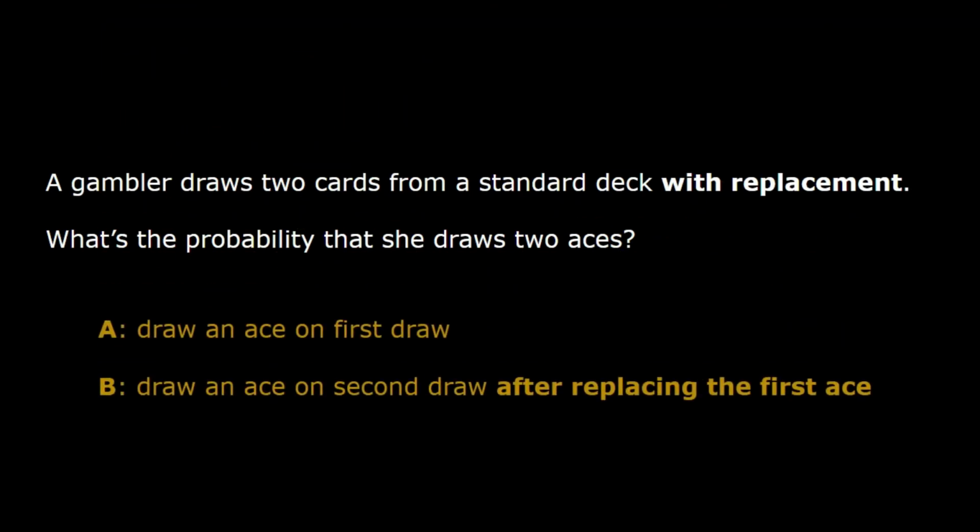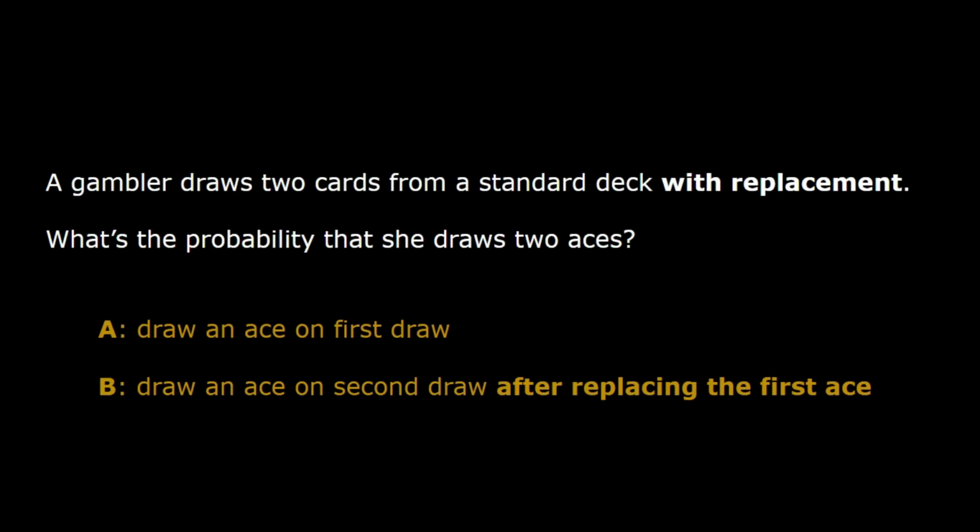Event A is the gambler will draw an ace on the first draw. That is the favorable outcome we're looking for. And then event B, the second event, is drawing an ace on the second draw. An important thing to keep in mind is that the gambler has replaced the first ace. So event B is drawing an ace on the second draw after replacing the first ace.